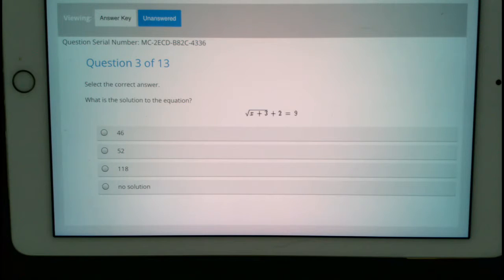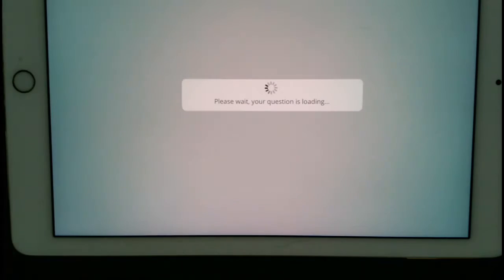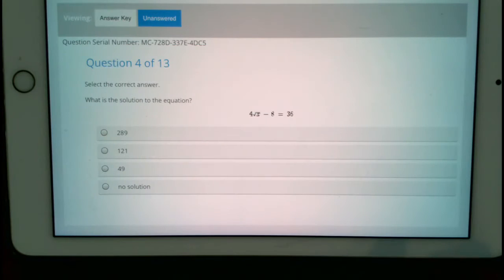Problem 3 looks like this. The square root of x plus 3 plus 2 equals 9. We want to find the solution to that equation. I'm also going to be working out problem number 4, which is 4 times the square root of x minus 8 equals 36.